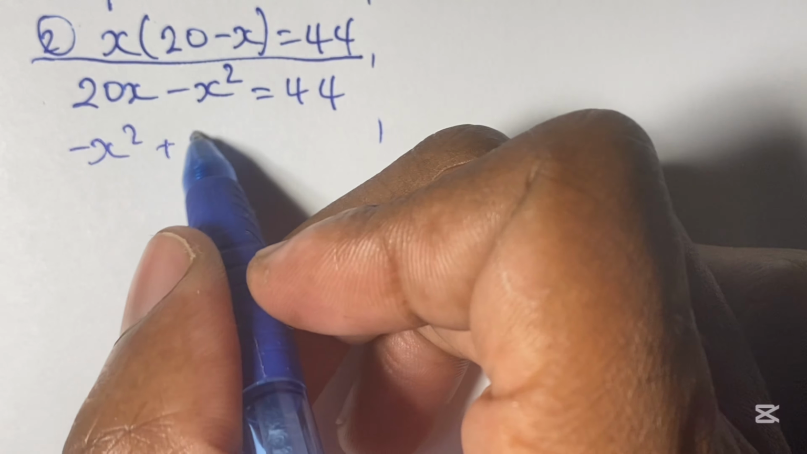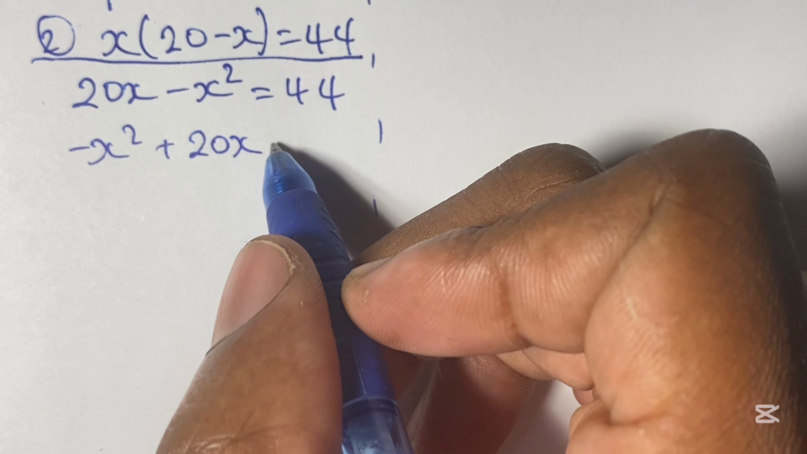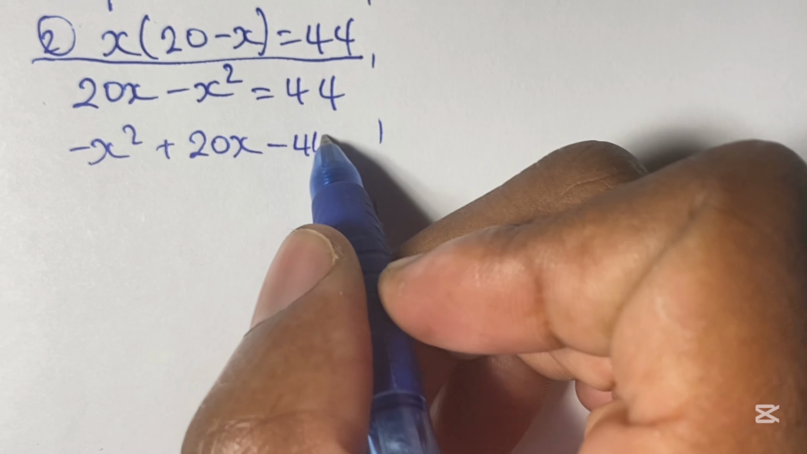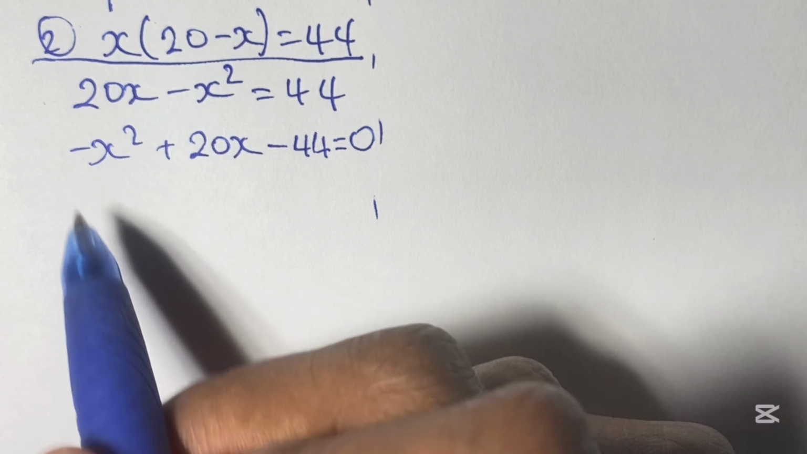We can actually rewrite this as negative x squared plus 20x, and this 44 we can bring over to the left hand side. It was a positive, so it comes over as a negative. So we have negative x squared plus 20x minus 44 equal to 0. Now we need to remove the negative from our x squared, so we divide the equation by negative 1, and we now have x squared minus 20x plus 44 is equal to 0.